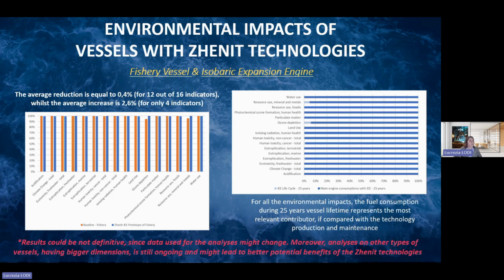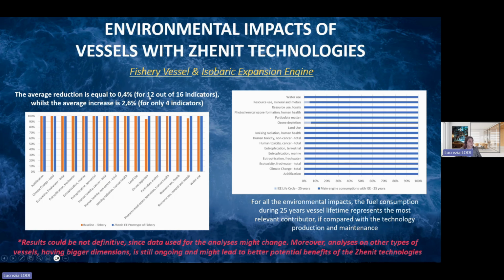So this is just an idea, because the results are not definitive, because this is just one of the 3 vessels involved within the ZHENIT project. So the data shown here might change, because it's an ongoing activity that will end by the end of March, April, and its intent was just to show how we will approach the analysis. Also, the fishery vessel is the smallest vessel of the 3 considered, while the other 2 vessels are a cargo and a cruise, so their fuel consumption is also different.